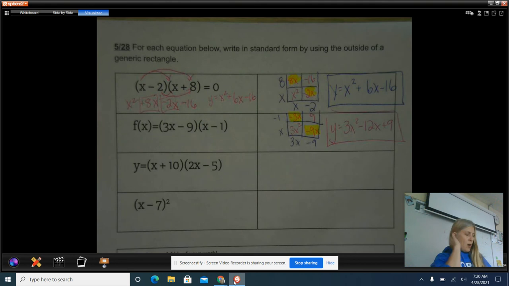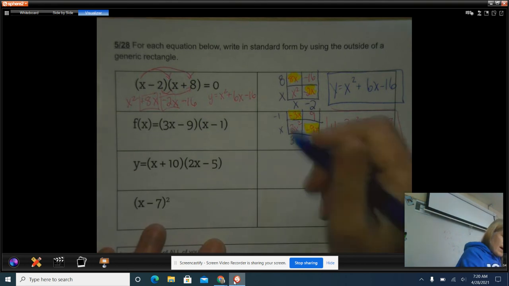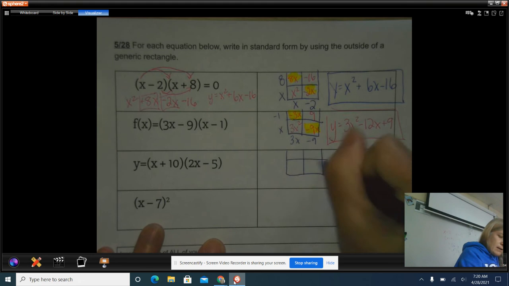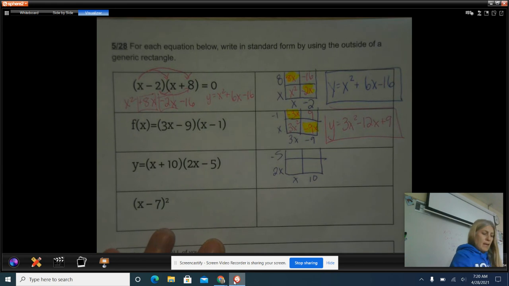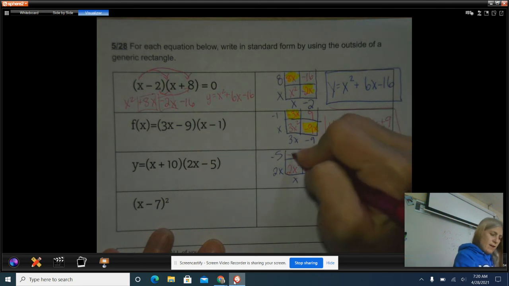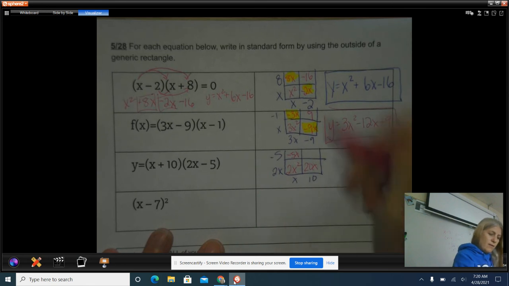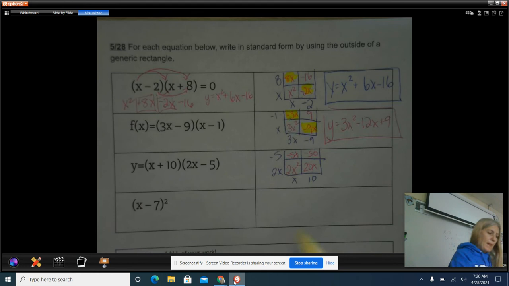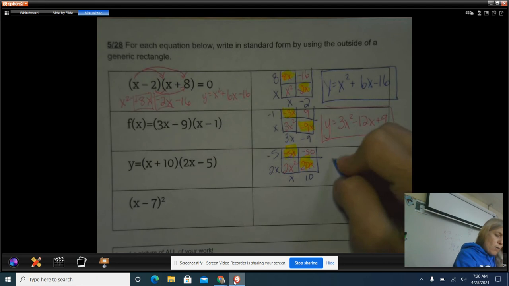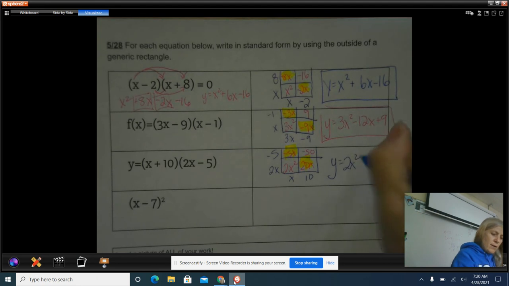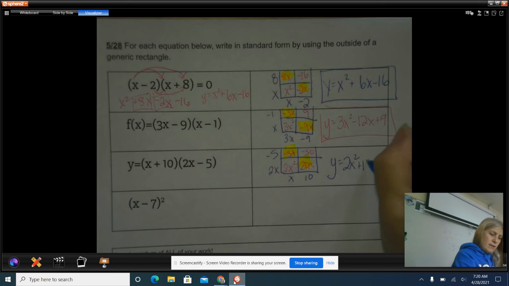Okay, our third one, we have an x plus 10 and a 2x minus 5. 2x times x is 2x squared. 2x times 10 is 20x. X times negative 5 is negative 5x. And 10 times negative 5 is negative 50. Take a look and combine our like terms. And we have y is equal to 2x squared, 20x minus 5x is positive 15x minus 50.